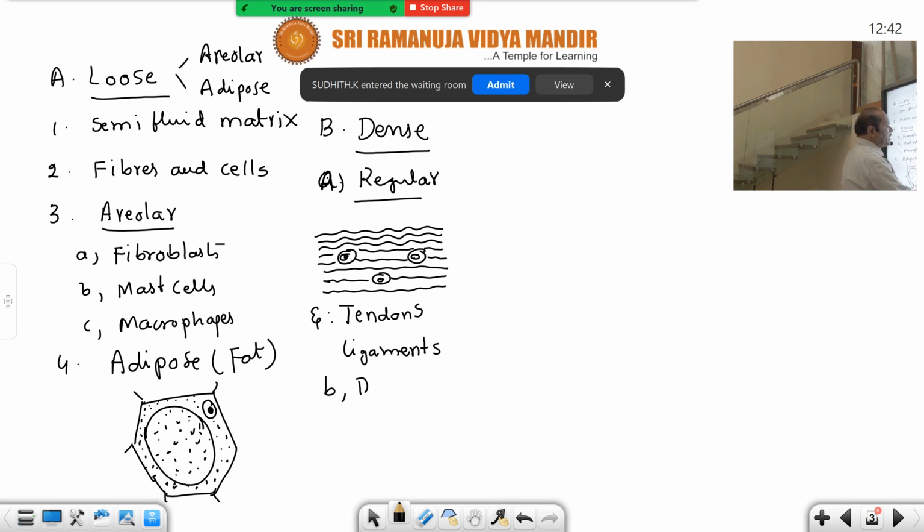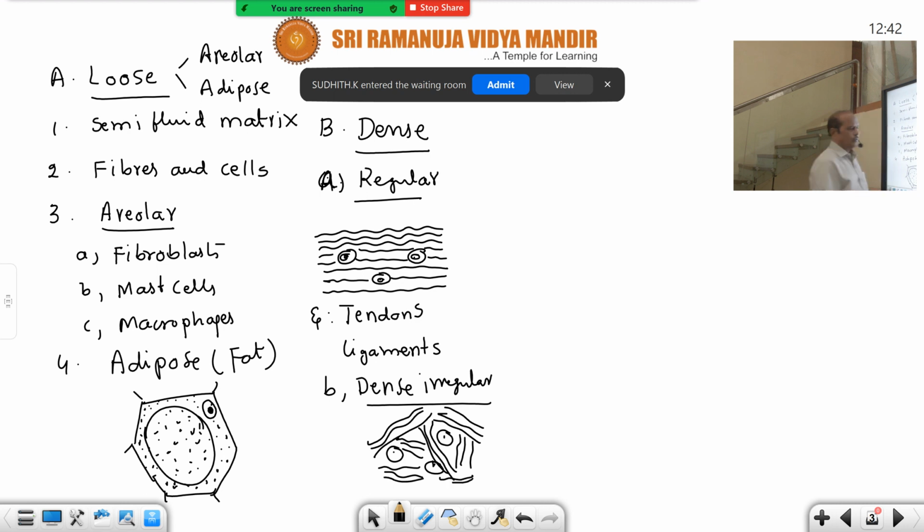And dense irregular fibrous connective tissue. Here all these are cells here and there, but the fibers are wavy and arranged in a scattered manner, in an irregular pattern. So the regular pattern of arrangement of these fibers is not seen in the dense irregular fibrous connective tissue. Example: dermis of the skin. Simply in the NCERT it is given as skin.